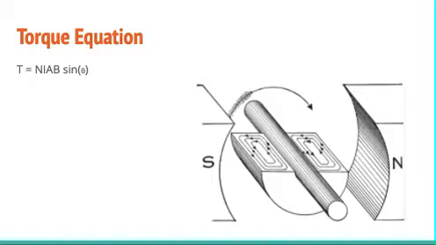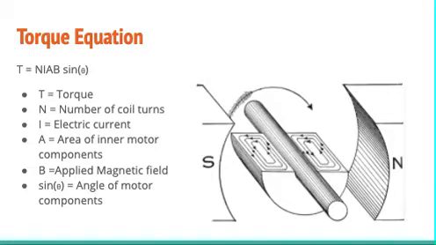Okay, another important thing for you to understand when you want to work with motors is the torque equation. The torque equation shows the components of a motor that affect how it works, and we'll break down the equation into each portion. So T equals torque, and the torque is the twisting force of the inner motor components that tend to cause rotation.